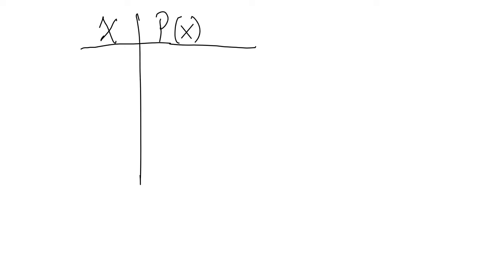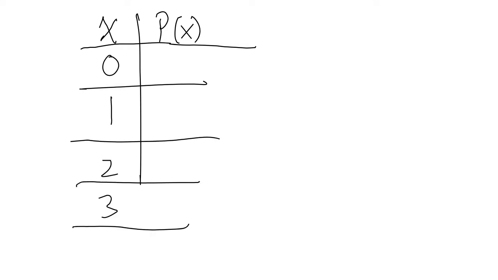here's my x, and here's the probability of my x. So we had 0, 1, 2, 3, and 4. And when I took each of those numbers and divided them by 1,000, these were the numbers that I came up with.